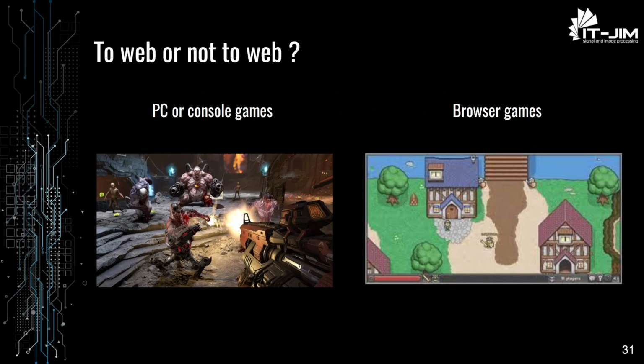And finally, the question: to web or not to web, to use the front end or not to use the front end. Just compare typical PC console games and typical browser games, and you see the answer. Browser is like Raspberry Pi 1. It's a platform 10 to 100 times slower than your computer. So my very next slide, please.